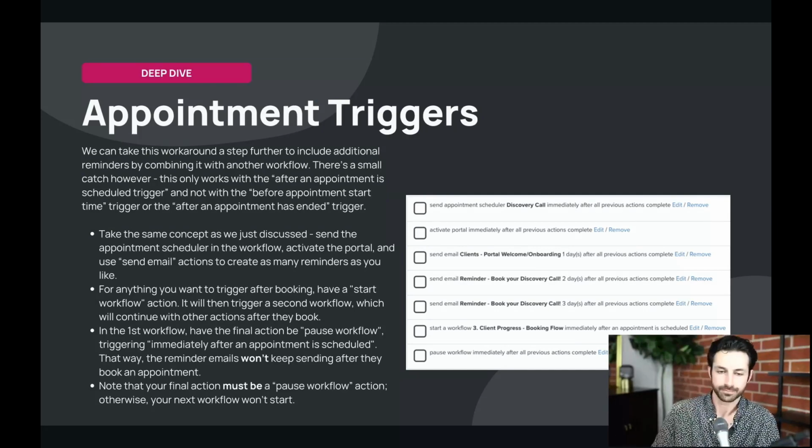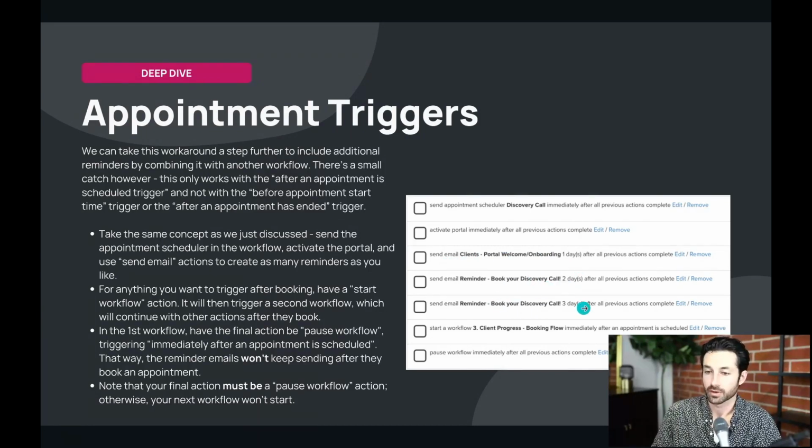For anything that you want to trigger after booking, you're going to need to use a start a workflow action. That way, when they actually book that appointment from that one scheduler that you sent them, it can kick off another workflow that contains the rest of your actions, essentially. The key then is that we also have to add in a pause workflow action. And this is so that we can prevent other reminders from going out if they book after, say, the first one, right? The way that this flow is set up, we're going to look at it a little bit more closely in Dubsado, but we have one reminder set up to go out a day after. We've got another reminder set to go 2 days after that.